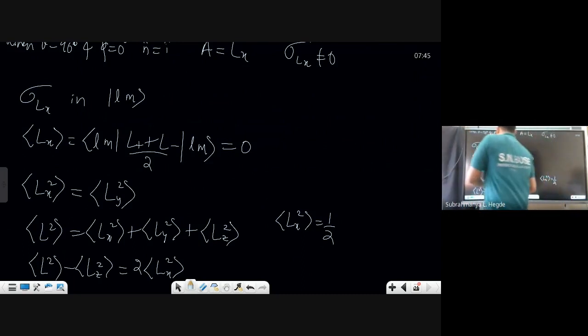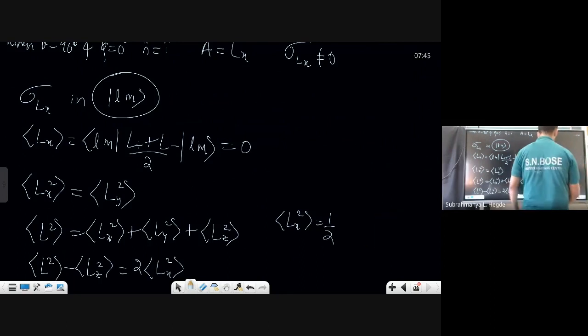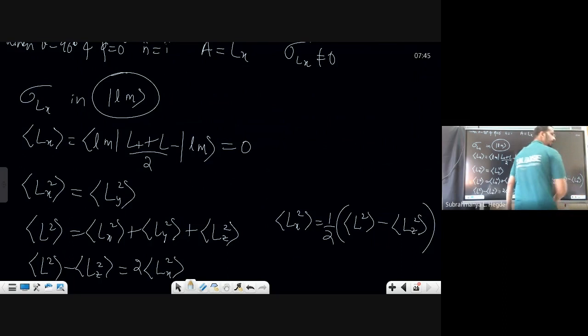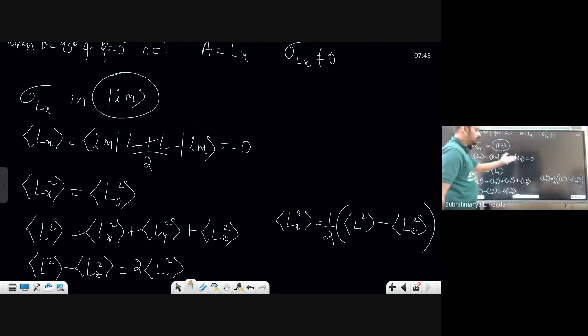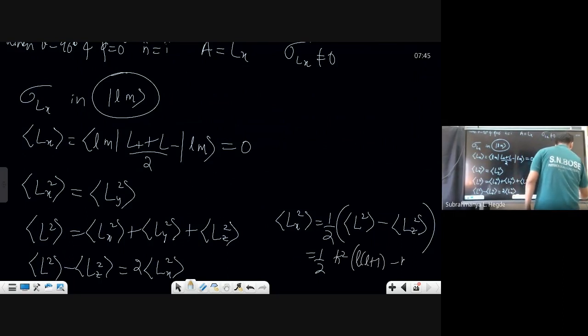This will happen only in this state. Don't write the same thing for a linear combination state, because whenever we explore some trick, you should know the validity of the trick. These two are very easy to find because this is an eigenstate of L square and an eigenstate of Lz. So it is half of h bar square, times L into L plus 1 minus m square.